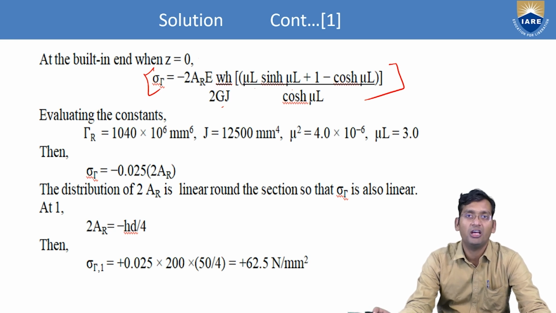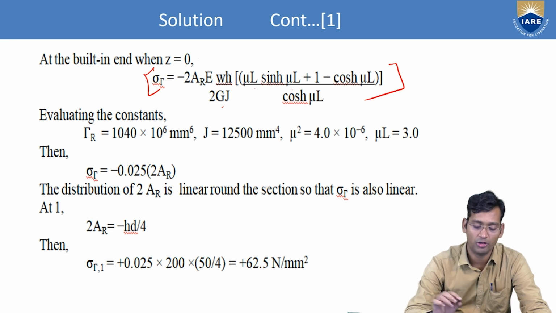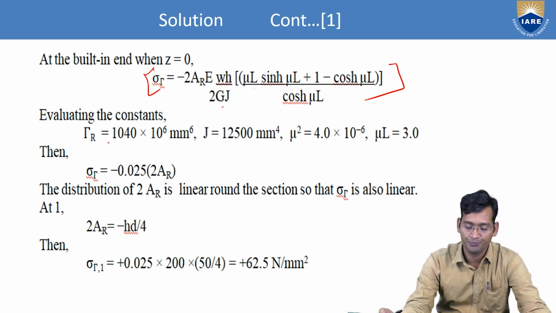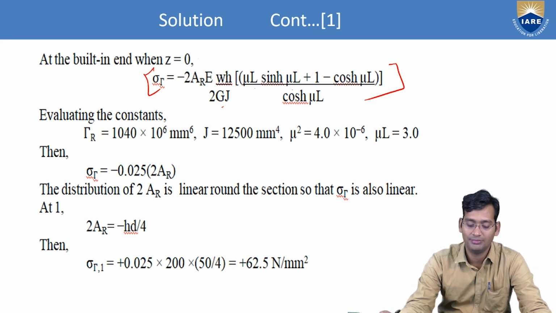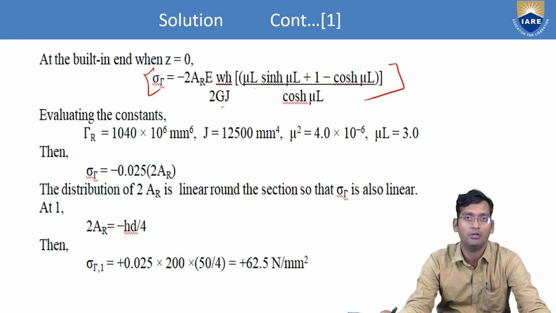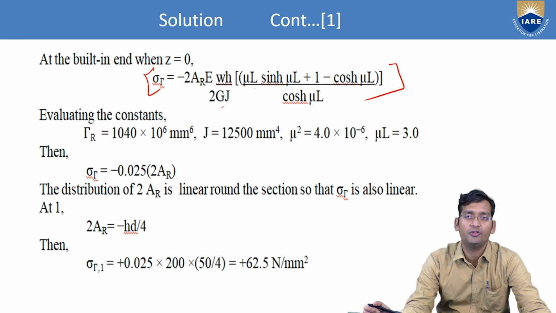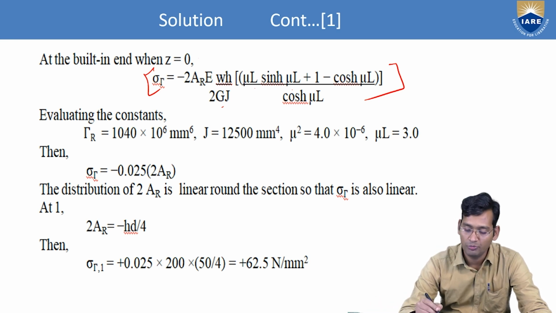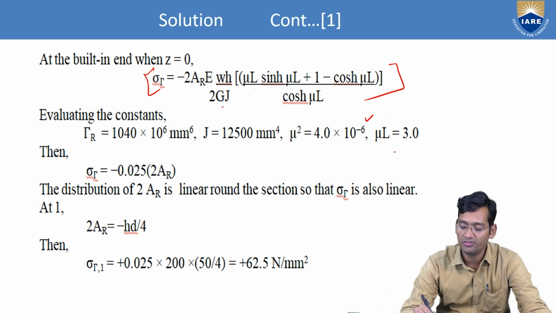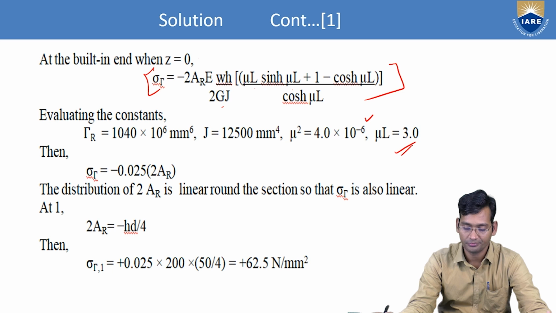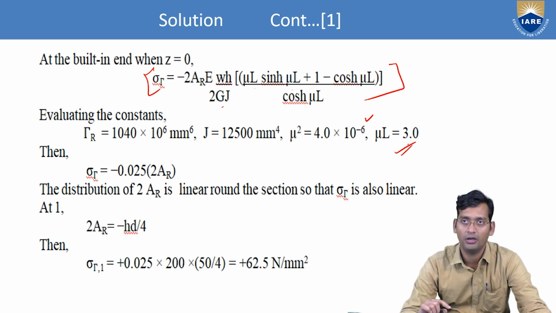Now evaluating the constants, means simply putting the values. So tau r is 1040 into 10 to the power 6 mm power 6. Z equals 12,500 mm power 4, and mu square equals 4 into 10 to the power minus 6. So mu L is 3. That is already the given ratio.